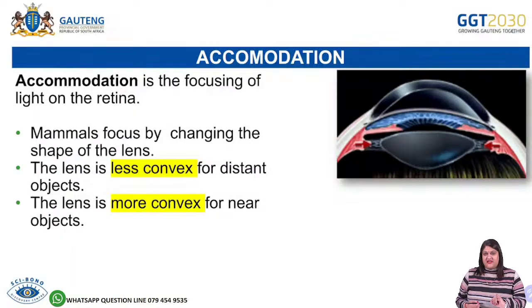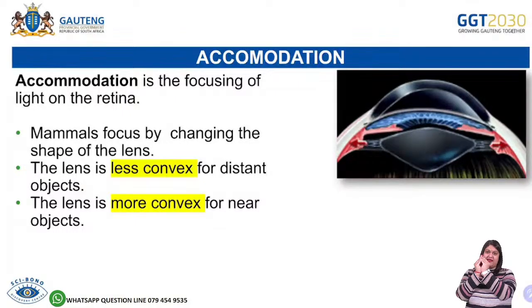It's the ciliary body, which includes the ciliary muscle, the suspensory ligament, and the lens. So we're going to talk about how all of those work together in order to bring about distant vision and near vision. It does this by making the lens less convex for distant vision and more convex for near vision. So let's go again to the convex structure. Less convex is to help with distant vision. More convex is going to help for near vision.